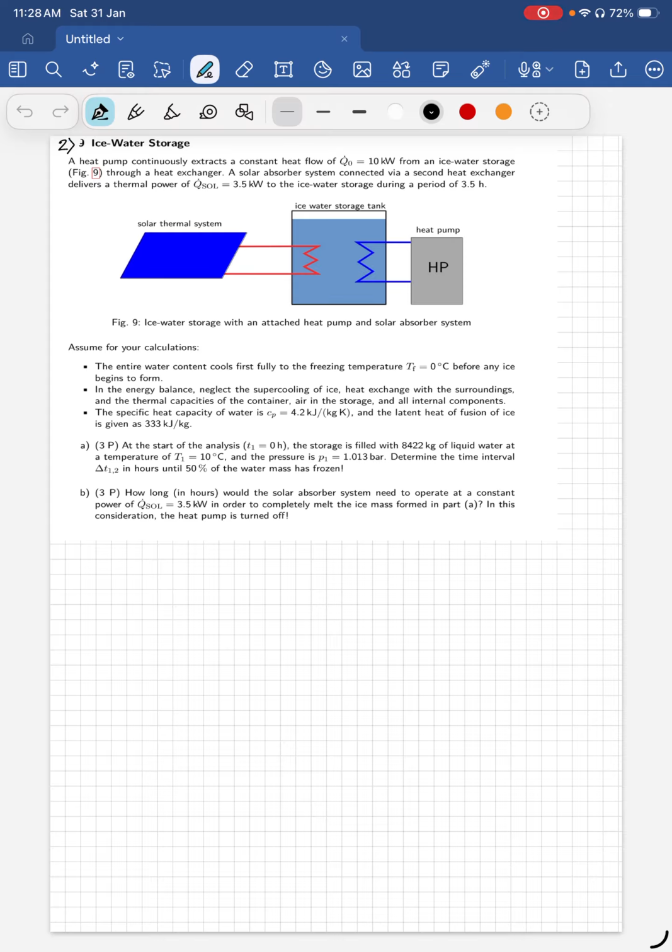So now we first look at the system. We have an ice water storage tank, and here the heat pump is continuously removing heat at 10 kilowatts. And at the same time, a solar system is adding 3.5 kilowatts of heat to the system, but only for a 3.5 hour period. Now I want to ask you, is this a steady state problem? Of course not, because the temperature and the phase are both changing with time. So this is an unsteady energy balance.